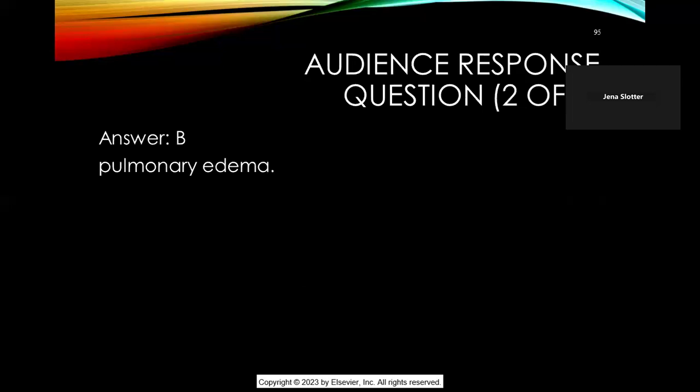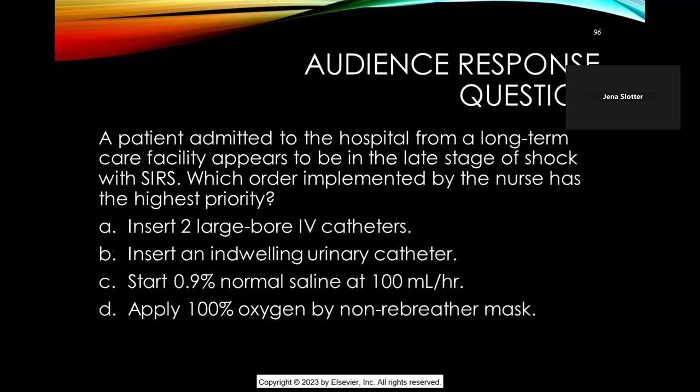Okay. So the answer was B, pulmonary edema. And that is because the respiratory system is often the first one that's going to show signs in a SIRS. So increases in the capillary permeability are going to facilitate the movement from the pulmonary vasculature into the interstitial space, and then the fluid's going to move to the alveoli, and then we're going to have that pulmonary edema. And that's often going to be one of the first things we're going to see.